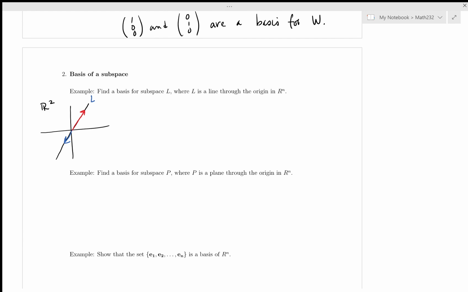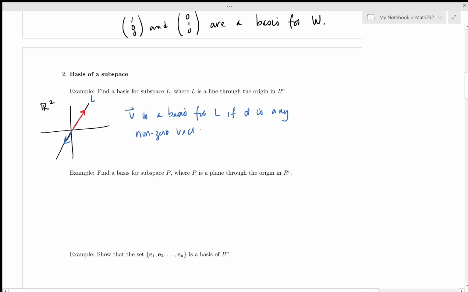Okay, so I'll say it this way. Vector v is a basis for L if it is any non-zero vector on L. The vector v, in the general case, in the Rn case, will have n components.